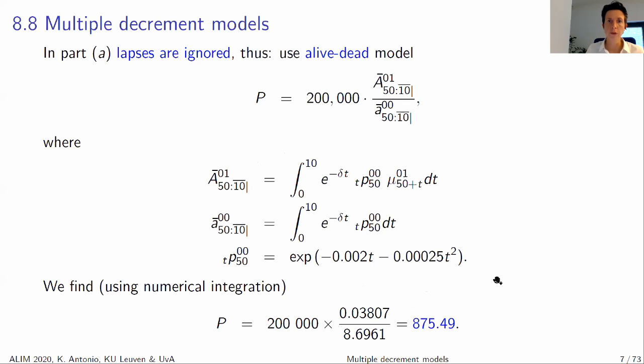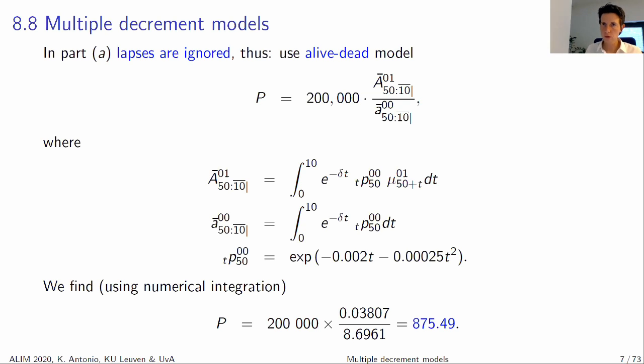So if I quickly show you the outcomes of this exercise. Ignoring the lapses, I'm working with the alive-death model. You recognize the expressions that I put on the iPad. I can do the calculations and I find a premium equal to 875.5, let's say. That would be my annual premium rate. If that's okay, then we can switch to the next part of the exercise.